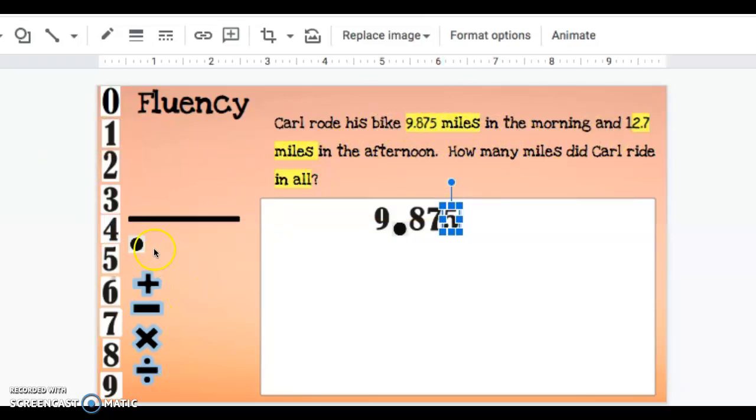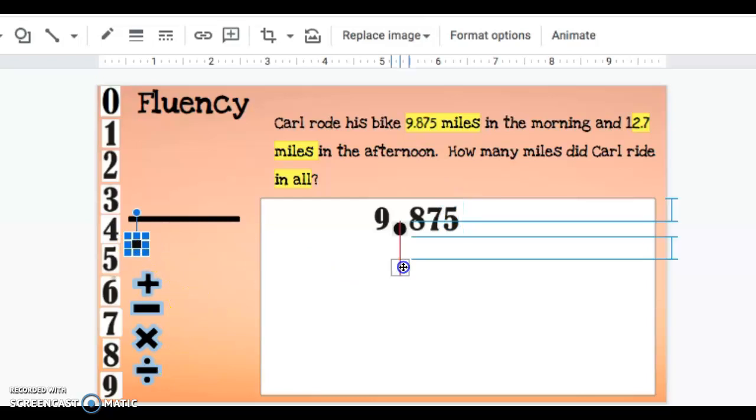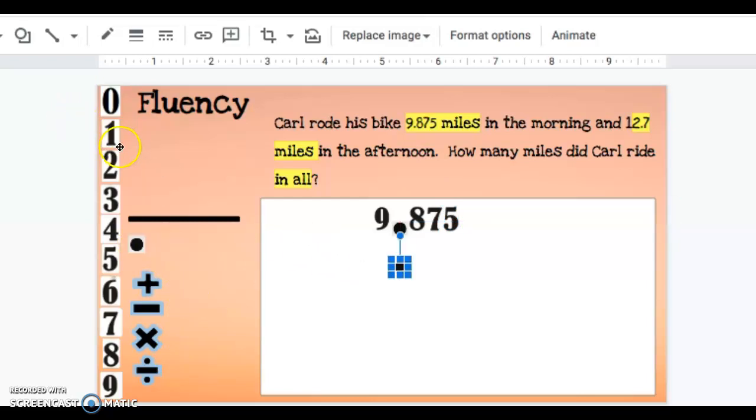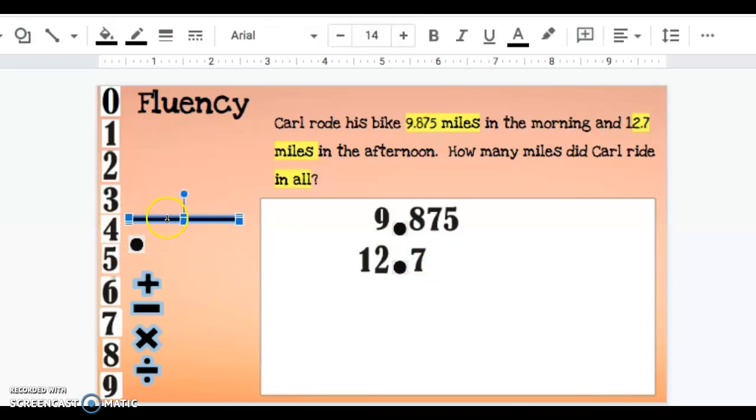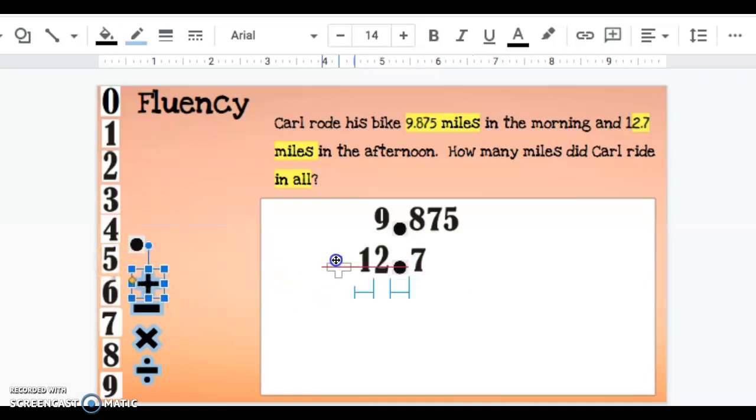So I put my decimal point, line it up, and then I put my 12. Now I have to put the 2 in the 1 spot, and the 1 in the 10 spot. And then the 7 goes in the 10th spot underneath the 8. And then I'm going to take my line, oops, and I'm going to put it underneath. And then I am going to add.